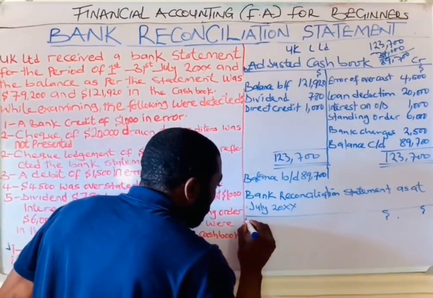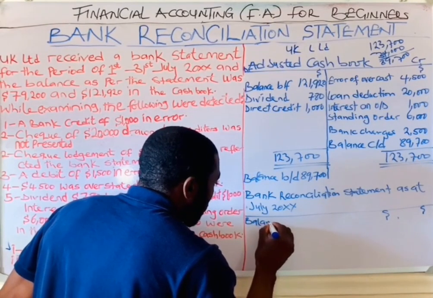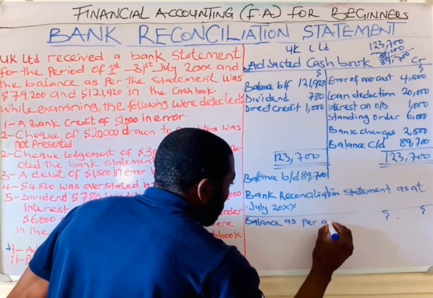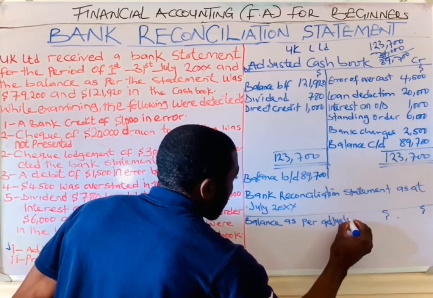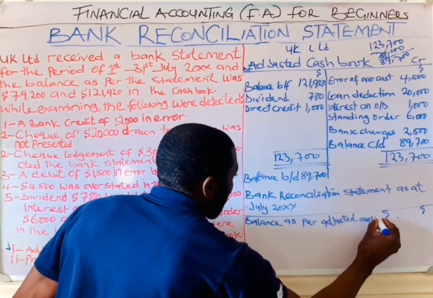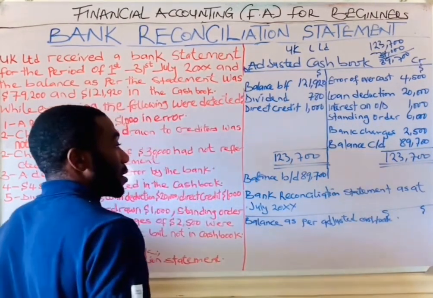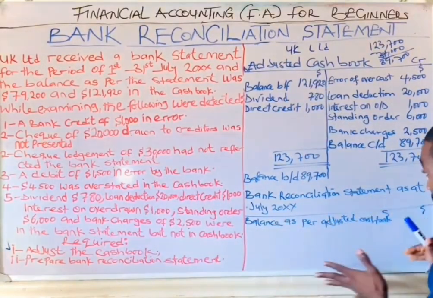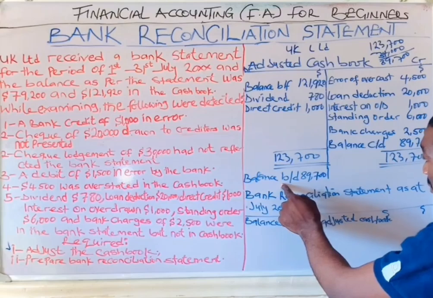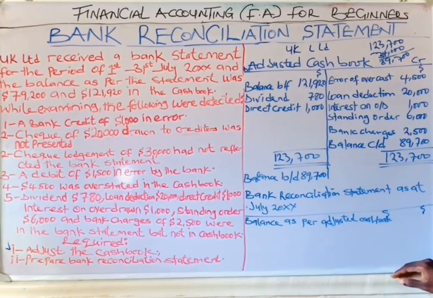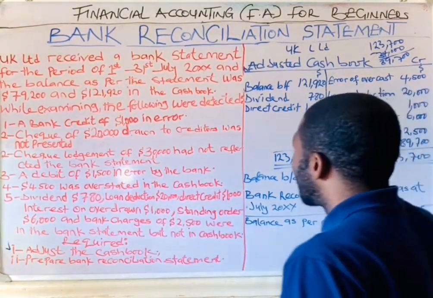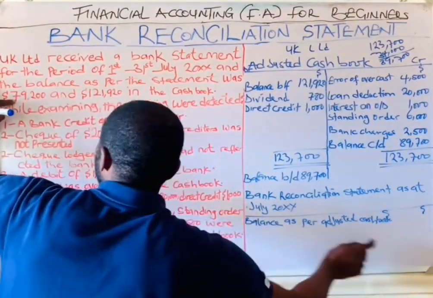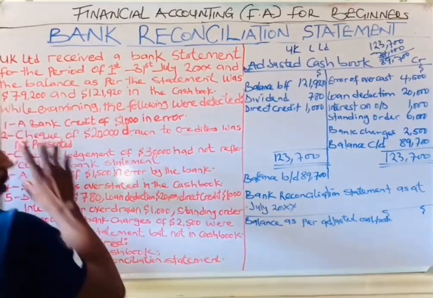Say balance as per adjusted cash book. Balance as per adjusted cash book. This is the balance that we're going to use. After the reconciliation, using the balance as per adjusted cash book, we are going to arrive at an agreed balance as per bank statement in the equation. If your balance does not give you the same balance with this, you are wrong somewhere.